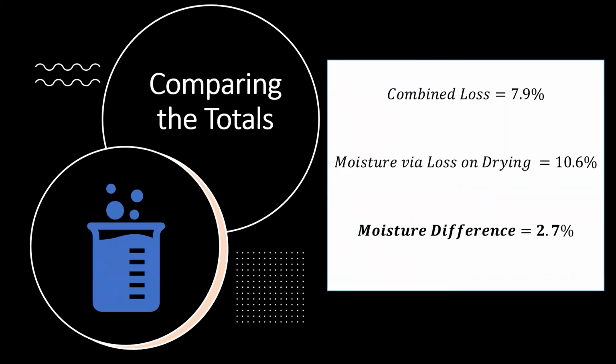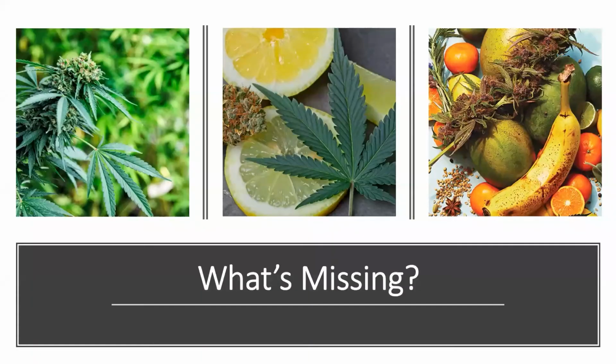So as you can see here, the moisture obtained via loss on drying for the sample was 10.6%, and the combined loss of cannabinoids and terpenes plus the moisture by the vacuum desiccation method was a total loss of 7.9%. So this means the remaining difference between these two methods is about 2.7%. So what's missing? Why is there an additional 2.7% that cannot be accounted for between the moisture obtained by vacuum desiccation versus the moisture obtained via loss on drying?